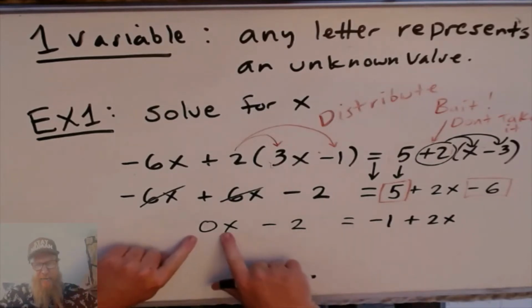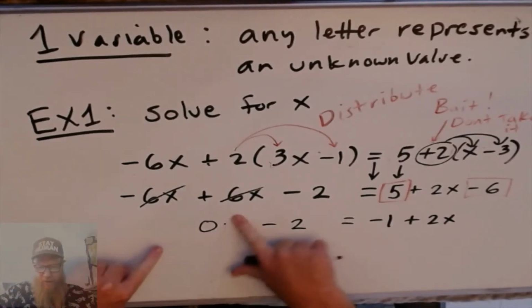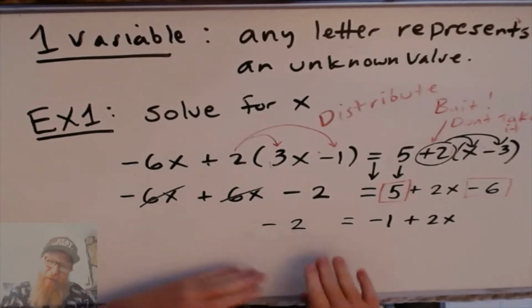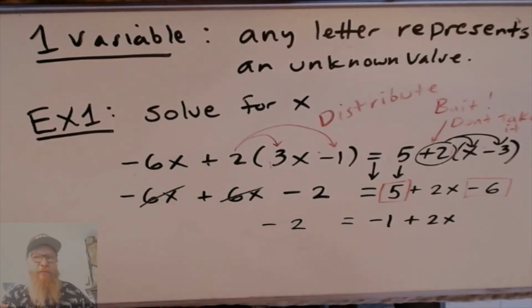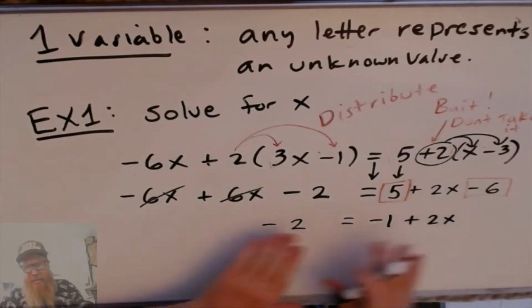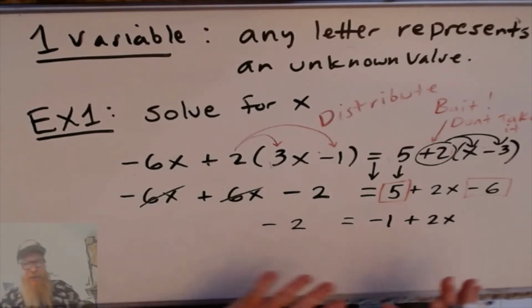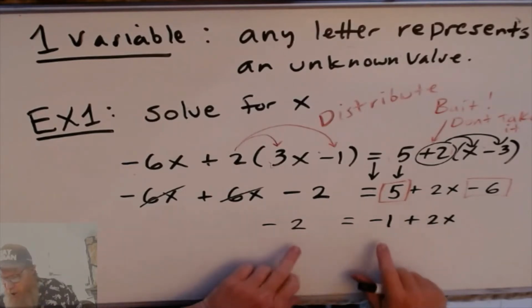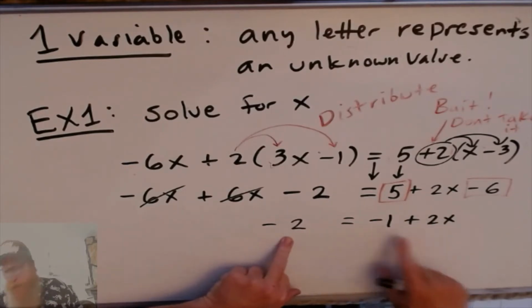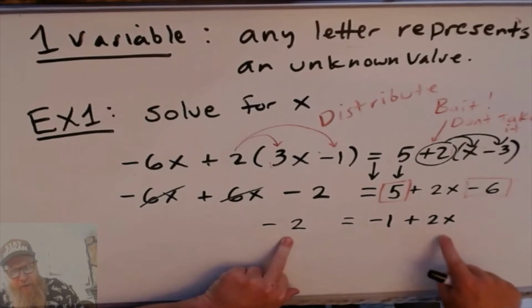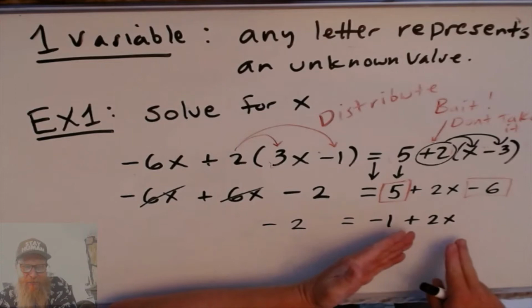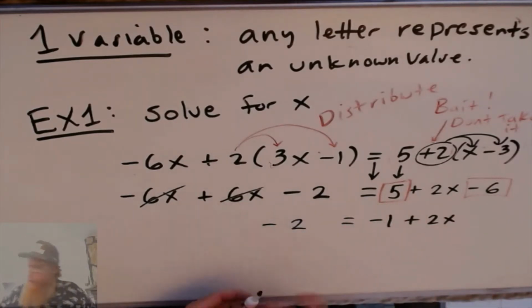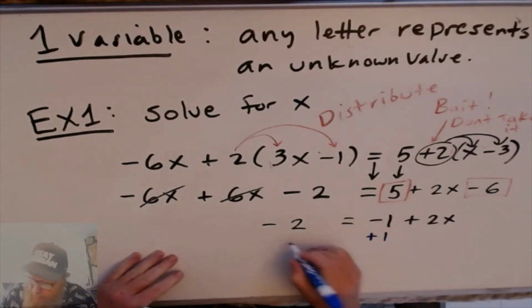Okay. In my next step, I do not need to write the 0x. I want to save a little bit of my board space, so I'm just going to erase it. All right, the x's are gone. Now, I need to get all of my variables onto the same side, and I need to get all my constants onto the same side. Well, I already have my variable on this side, so I might as well just leave it there, and just move my constants to the other side. So in my next step, I'm going to add 1 to both sides.